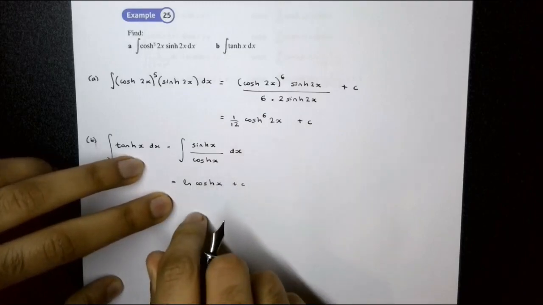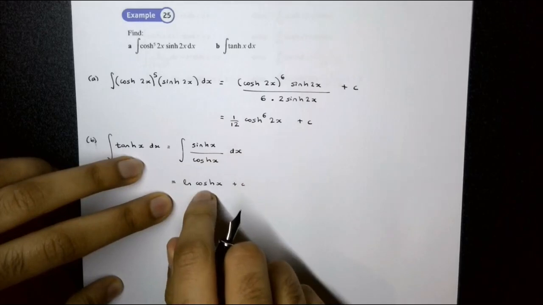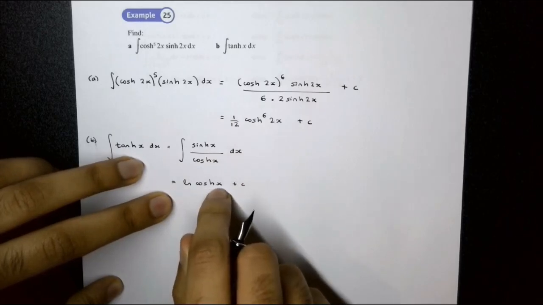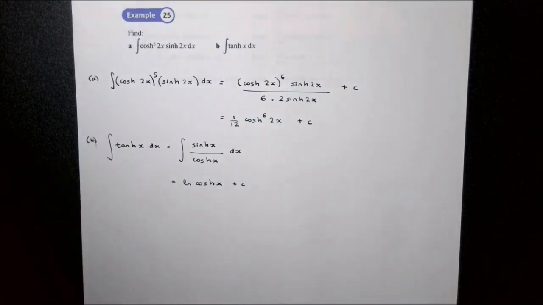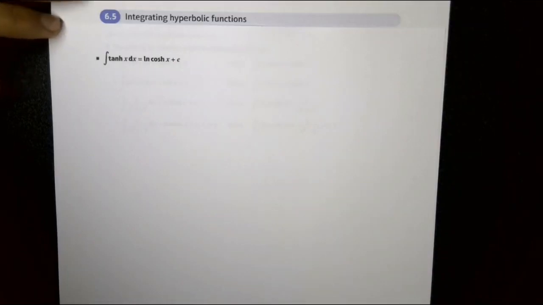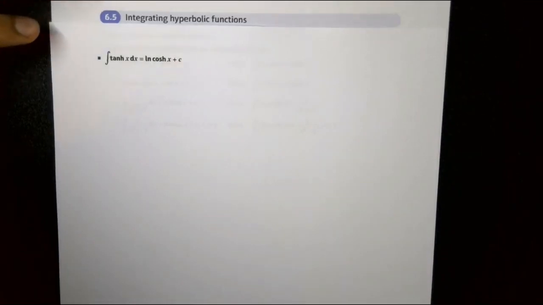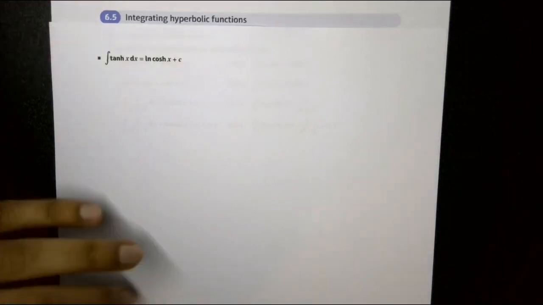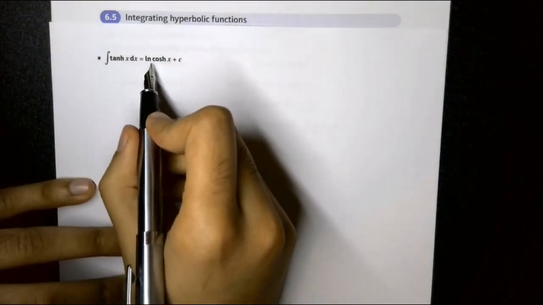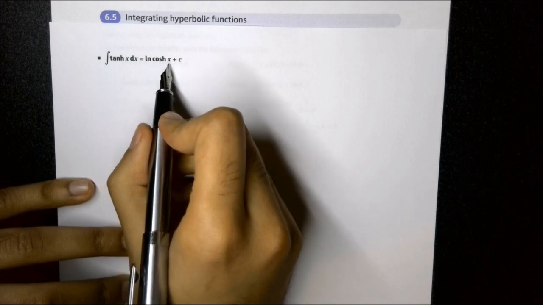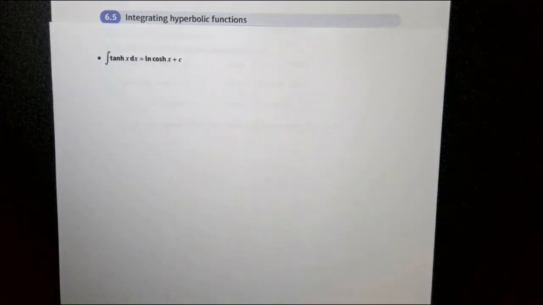And you'll notice we're not including a modulus sign here because hyperbolic cosine x is always greater than 0 for all values of x. Now, what we can say then in conclusion following that example is that the integral of hyperbolic tan x is equal to the natural log of hyperbolic cosine x plus c.